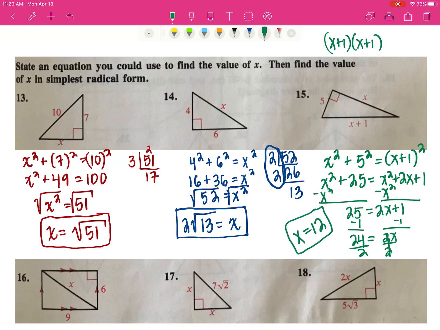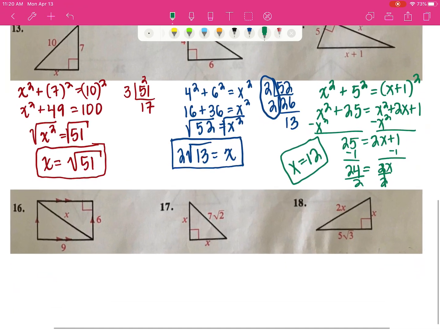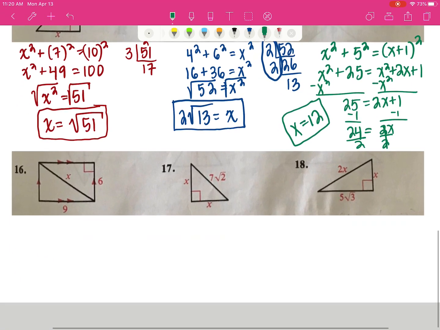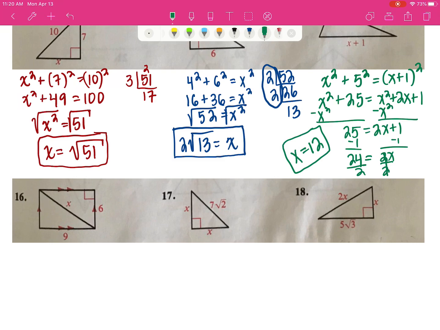In each one of these cases, if you were to put these values of x back in, you would see that the hypotenuse is always going to be the largest side. Here's 3 more problems. Now, see if you can try these 3 problems, and in the next video, I'm going to come back and I'm going to work them out for you.